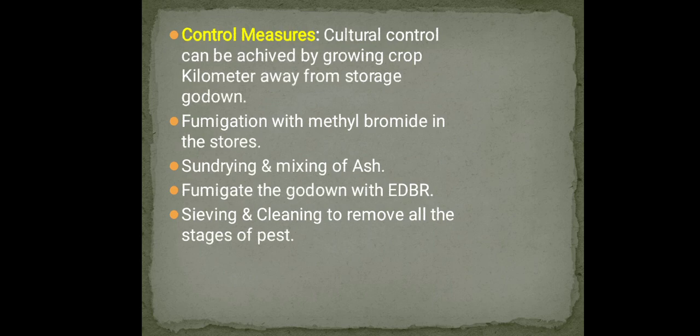Then the control measures of this pulse beetle. Cultural control can be achieved by growing the crop a kilometer away from the storage godown. Then fumigation with methyl bromide in the stores. Then sun drying and mixing of ash. Then fumigate the godown with EDB, and sieving and cleaning to remove all the stages of the pest.